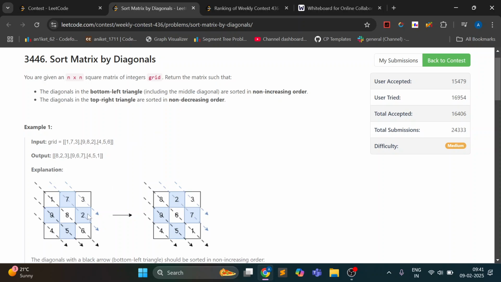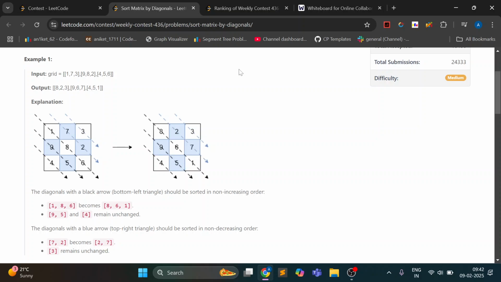Let's see the first sample test case. The diagonal which contains 7 and 2 needs non-decreasing order, so it is replaced with its increasing order, that is 2 7. Similarly the middle diagonal is also considered in the bottom left triangle, and that needs to be sorted in non-increasing order. So 186 in non-increasing order would be 861, and the whole diagonal gets replaced by 861. 95 remains 95 because it is already in non-increasing order, and 4 and 3 remain the same because each is a single element itself.